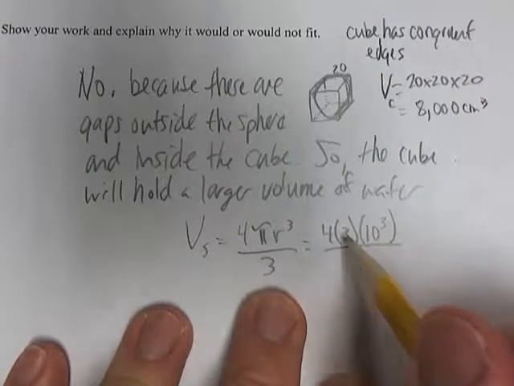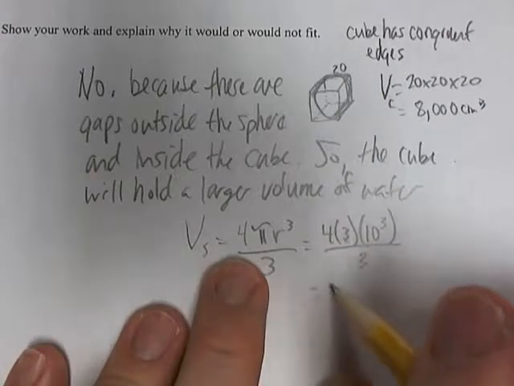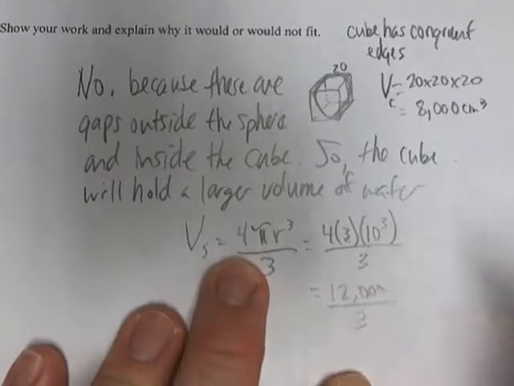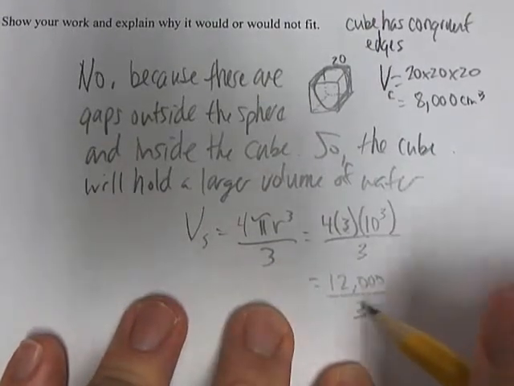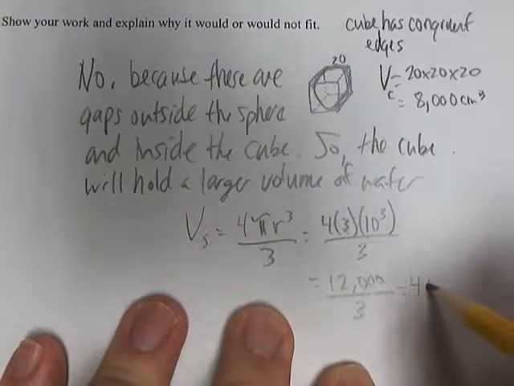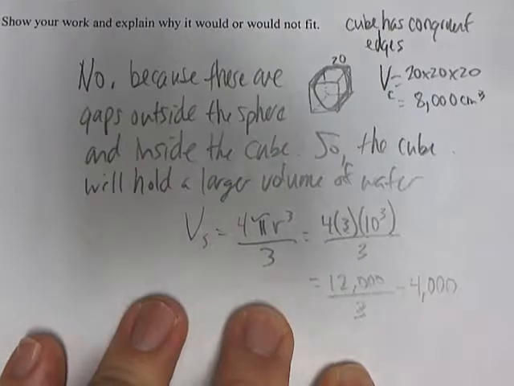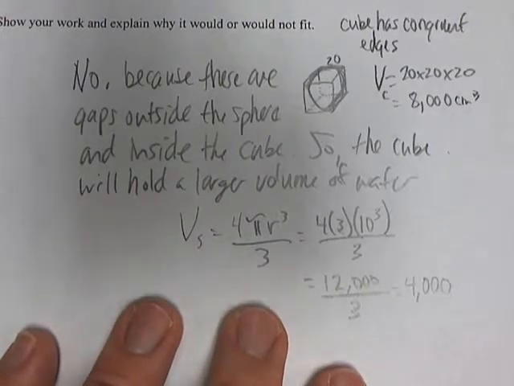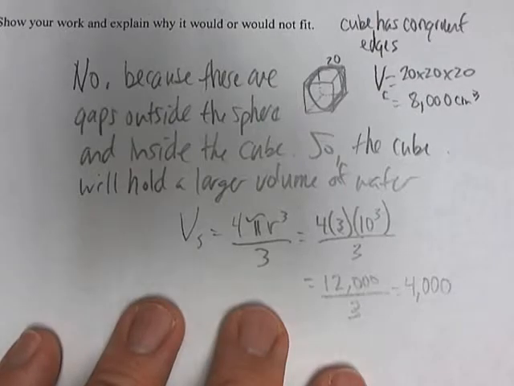4 times 3 is 12. 12 times 1,000 is 12,000. Then you divide that by 3. And you get 3 goes into 12 4 times. And then add your zeros onto the end. So the volume of the sphere is actually half the volume of the cube. So the sphere holds considerably less water than the cube.